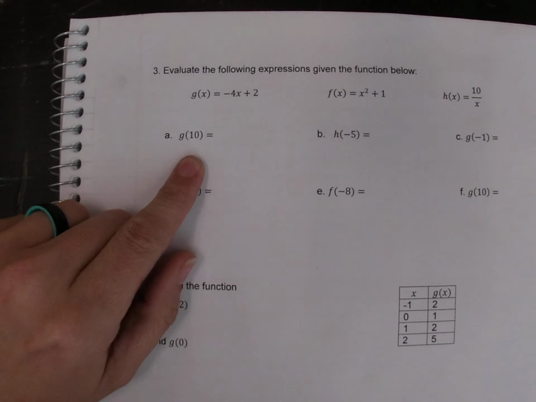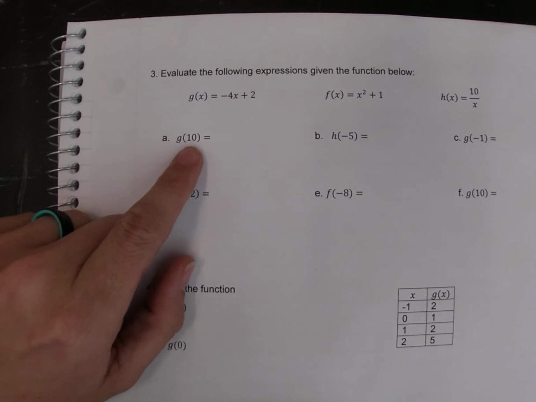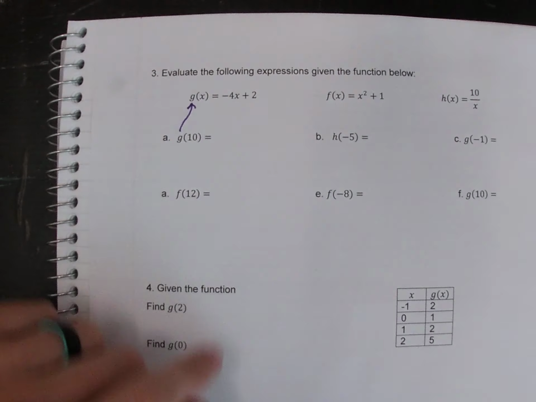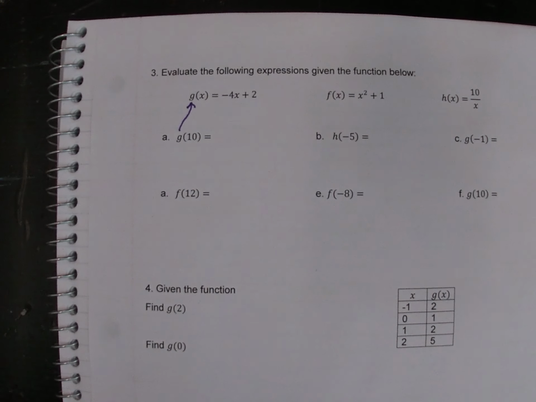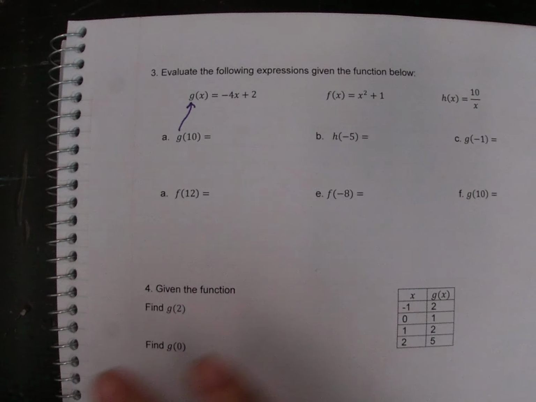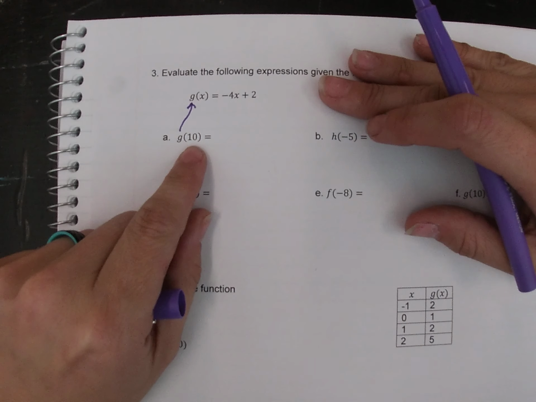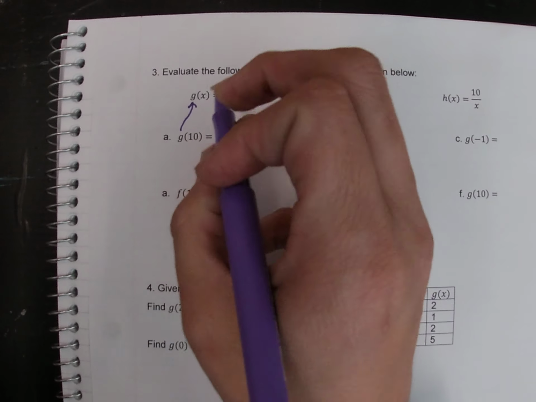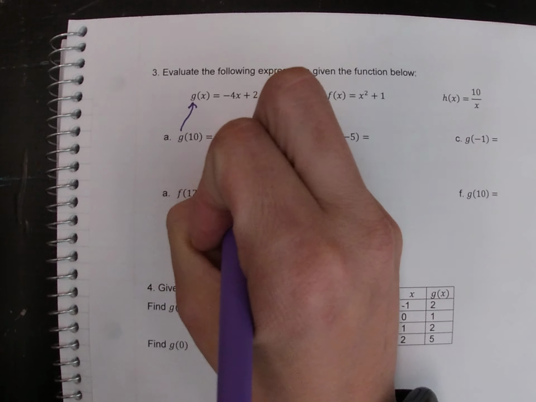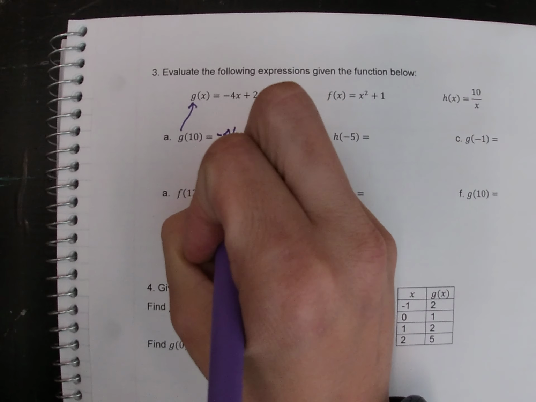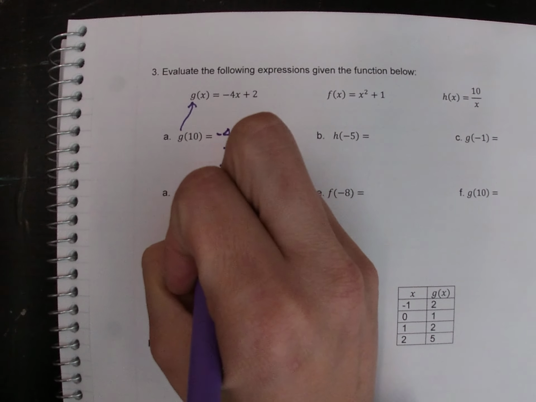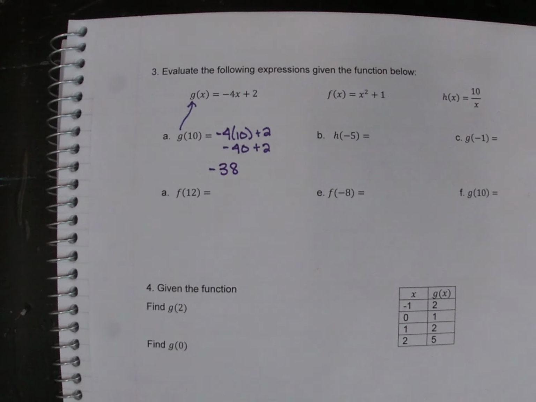So now when it asks me to evaluate or to find g of 10, I know because I see this g, it's telling me to go to the g function. These other 2 functions are going to be irrelevant, and I want to plug in 10 for x. So instead of saying -4 times x, I'll say -4 times 10. So a -40 plus 2, which will give me a -38. So g of 10 will equal -38.